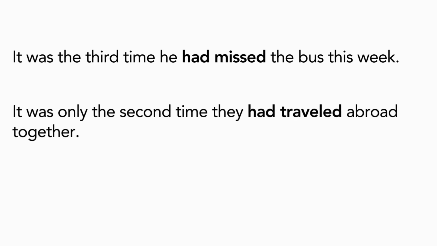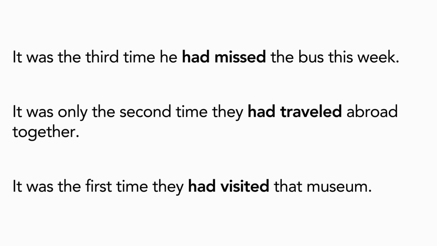It was only the second time they had traveled abroad together. This example highlights the limited experience of traveling abroad together by using the past perfect had traveled to indicate the previous instance. It was the first time they had visited that museum. The past perfect had visited underscores the significance of this being their initial visit to the museum. In each of these examples, the past perfect tense is used to emphasize the significance of a particular event or occurrence in relation to previous experiences or actions. This construction helps to highlight the specific context or importance of the event being described.